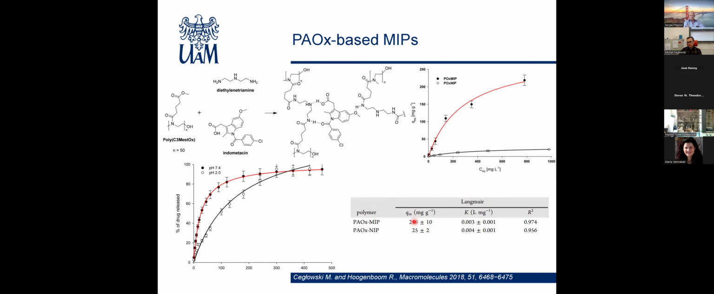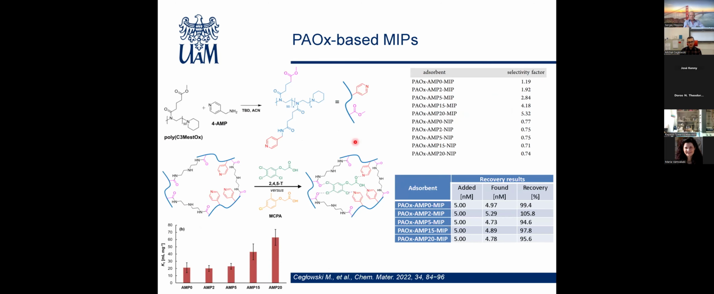And actually we wanted to go further with that system and use it for adsorption. So it's actually the one which I started to talk about initially. We used the same system, this time functionalized with 4-AMP, 4-aminopyridine, and we introduced the functionalities into the side chain. We used different amounts, so 0, no functionalization, 2, 5, 15, and 20%. And the template was 2,4,5-T, one of the chlorophenoxy pesticides.